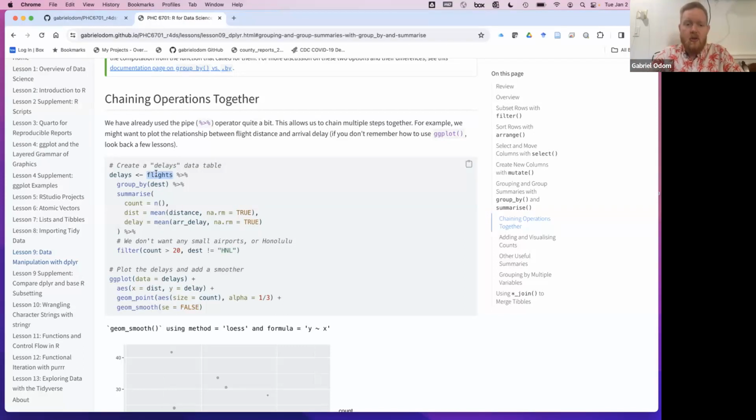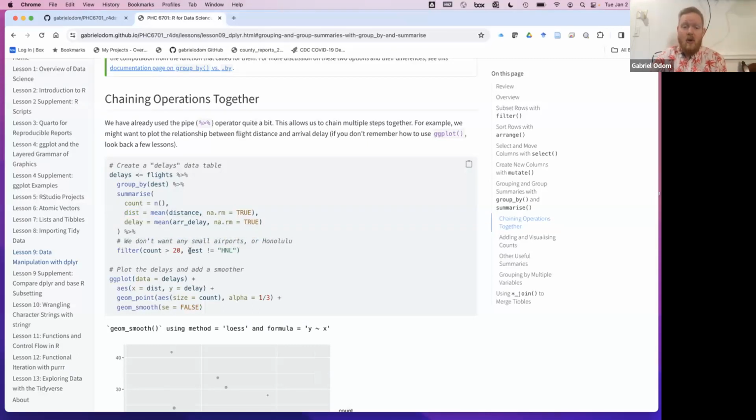So the first thing we're going to do is create a delays tibble. We take the flights data, we group by the destination, and then we summarize a couple of different columns. We ask, how many flights were in this group? How far did each of the flights go, removing missings? How long was the flight delayed, removing missings? Sorry, I got ahead of myself.